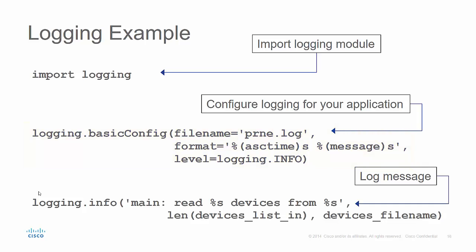When you actually log a message, you will call logging dot whatever the level of the logging message is. In this case, it's info. And here we see the string that we're passing in. You can see the %s. That is what will be substituted by the values that you see at the end of the log message. The first value that will be substituted will be the length of the devices list that we've read, and the second one will be the file name of the device that we've read it from.